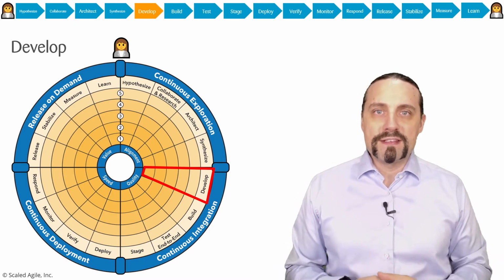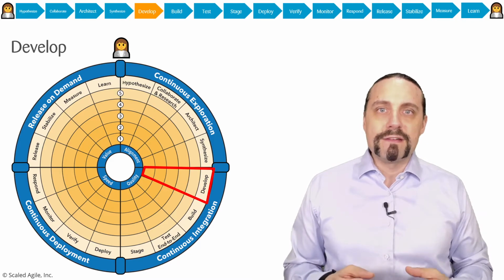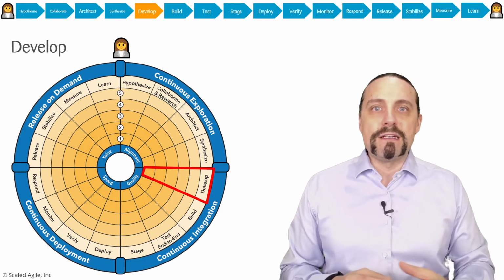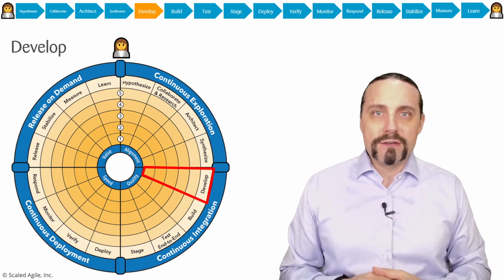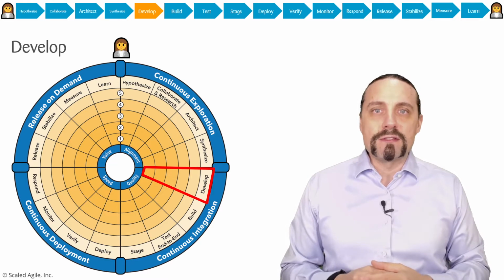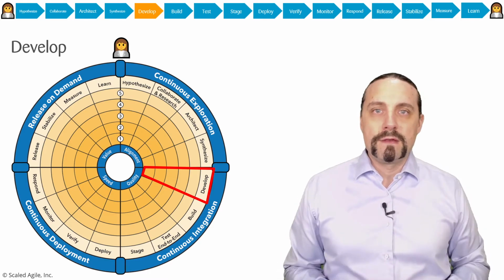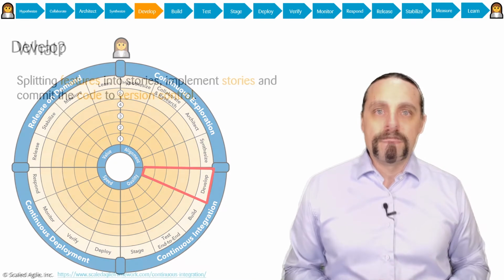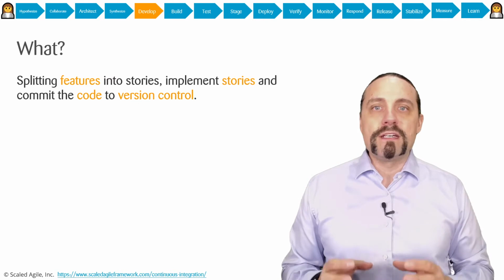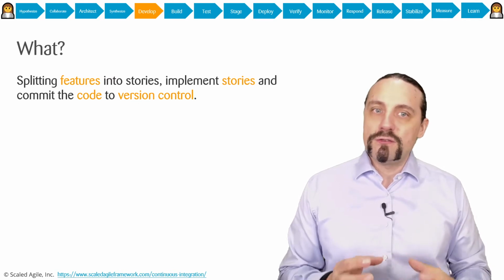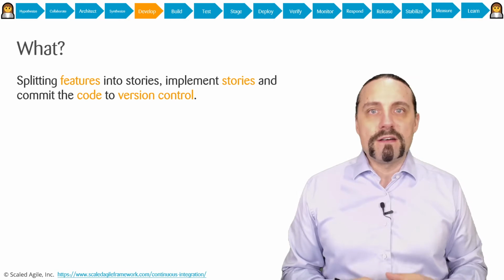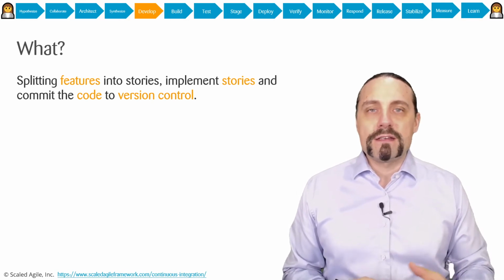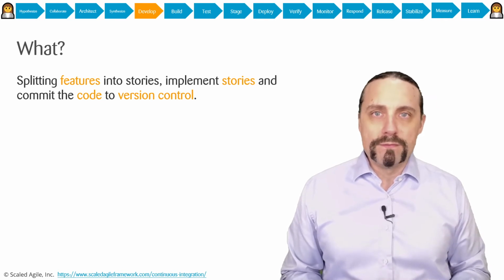And then we synthesized everything together so that we can create out of the epics the features, which we then put onto our backlog and which also defines our roadmap. With these features, we are now going into the develop step. In the develop step, we are going to split the features into stories, and these stories are then implemented, and the code which we have implemented is going into version control.